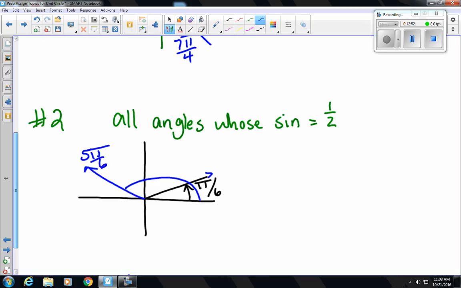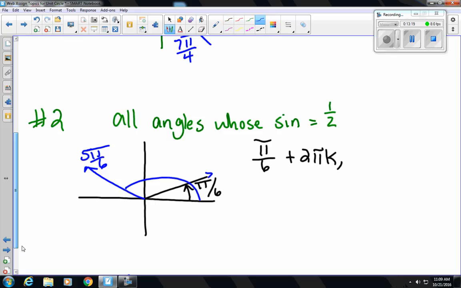So now we start here with pi over 6. If I make a pi rotation, where am I? I started at pi over 6. I make a pi rotation. I'm at 210. That's not going to work, is it? Sine's negative down there. So what kind of a rotation do I need to make? 2 pi plus 2 pi k.